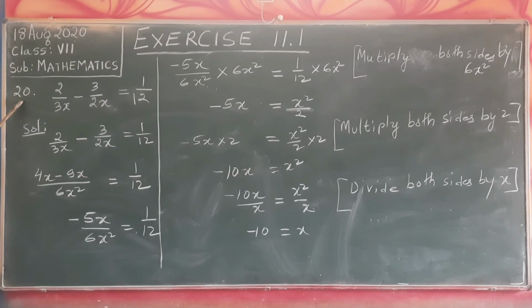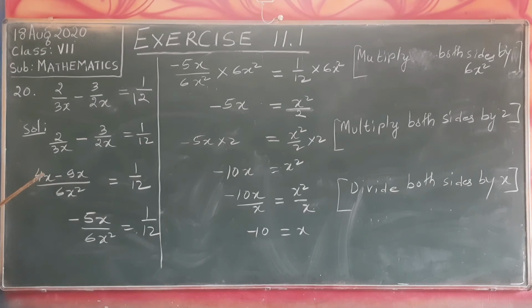Question number 20. 2 upon 3x minus 3 upon 2x is equal to 1 upon 12. Solution: same thing, just copy it. Here we get 3x and 2x as the denominator. We have to find the LCM of this. On finding the LCM of this, 3 into 2 we get 6, and x into x we get x square.